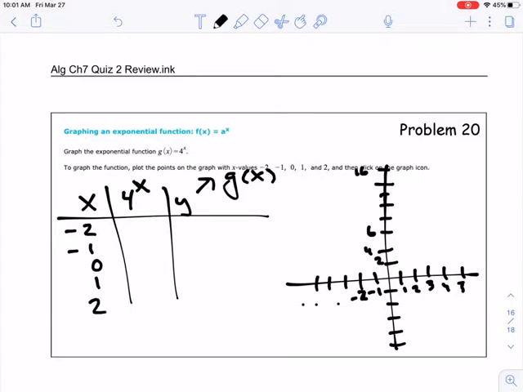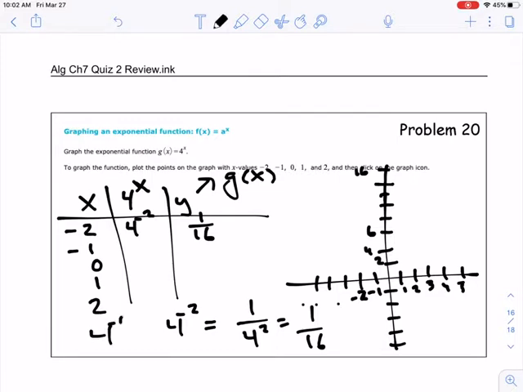So they tell us the x values to use. I'm going to go 4 to the negative 2 power. Well, what I know about 4 to the negative 2 is it's the same as 1 over 4 squared, which is 1/16, right? So, tiny number. You do the same thing with 4 to the negative 1 power. That's 1 over 4, and that is simplified already. You do 0, anything to the 0 power is 1.